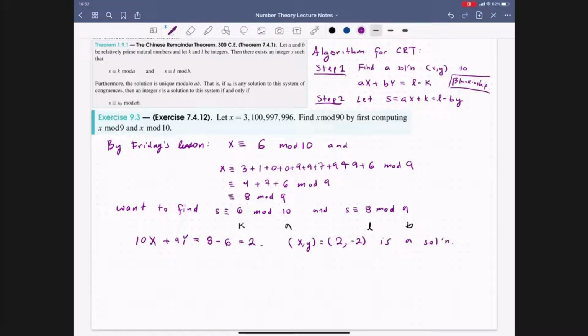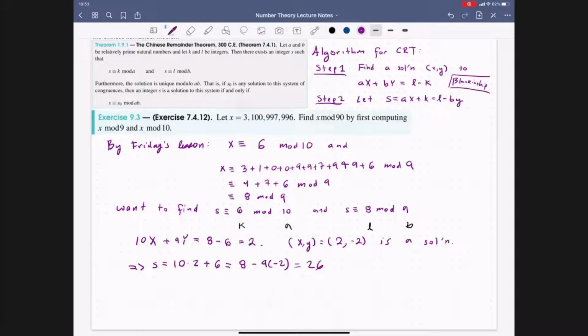So that means that now S, which is equal to AX plus K, is going to be the desired solution, so 26. And just to make sure that we did everything correctly, this should equal L minus BY, and so we have that this should equal L minus 9 times negative 2, and so that right there gives us positive 18 plus 8. We also get 26, so good. So we got our answer.